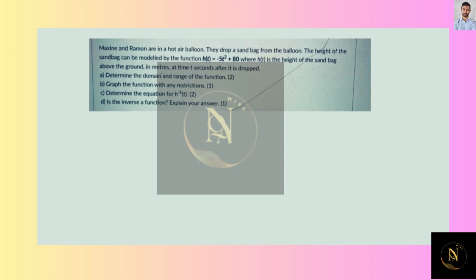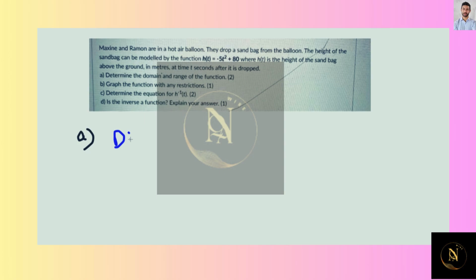For part A, Maxine and Ramon are in a hot air balloon, and they drop a sandbag from the balloon. The height of the sandbag can be modeled by the function h(t) = -5t squared + 80, where h(t) is the height in meters at time t seconds after it was dropped. So we're going to determine the domain and range of this function.